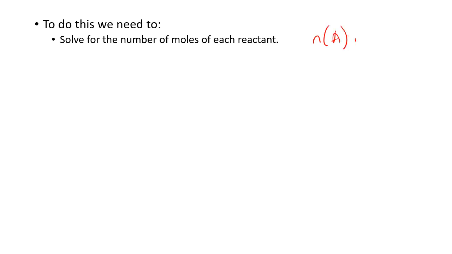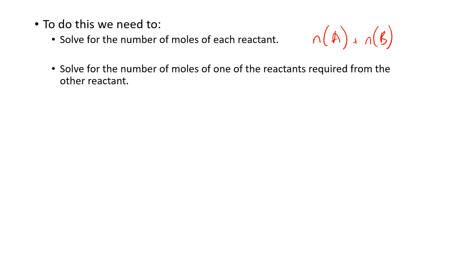Okay, so to do this we need to solve for the number of moles of each reactant. We need to get the number of moles of A and the number of moles of B. Alright, once we've solved for the number of moles of A and B, we can solve for the number of moles of one of the reactants required from the other reactant. So this would be the number of moles of A needed. It would be equal to the number of moles of B times the coefficient of A over the coefficient of B.